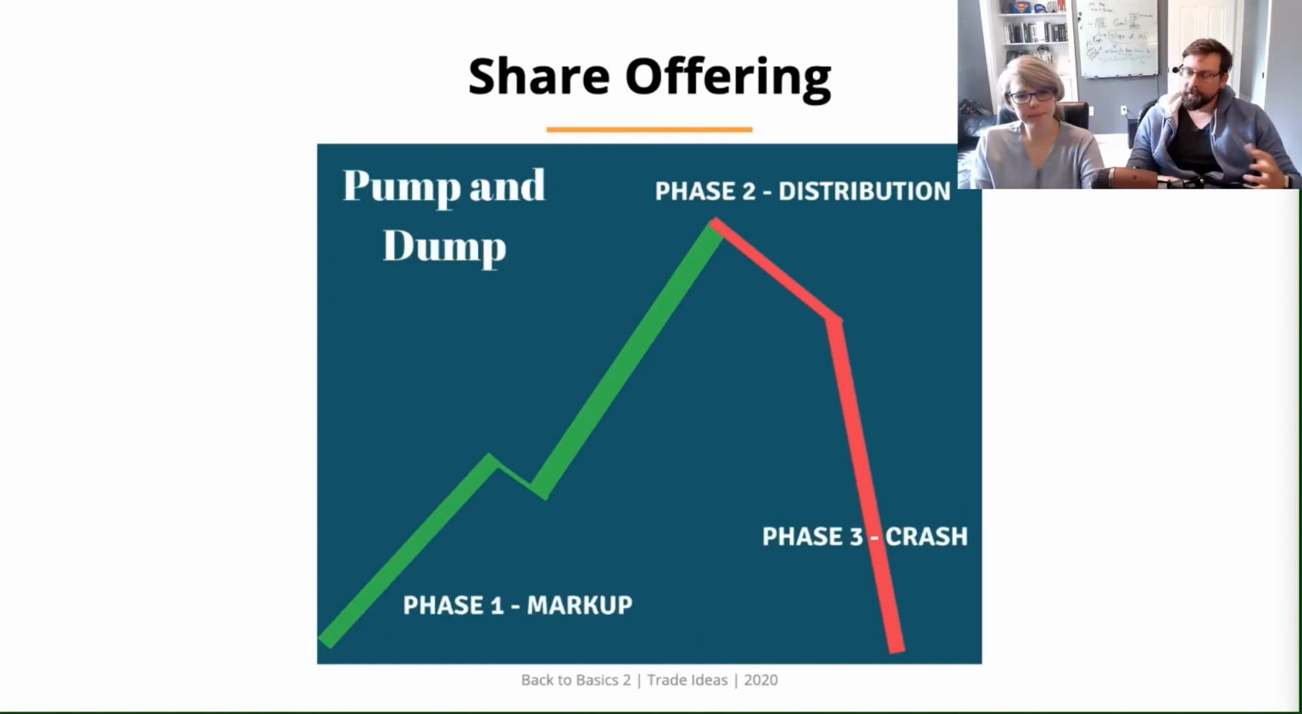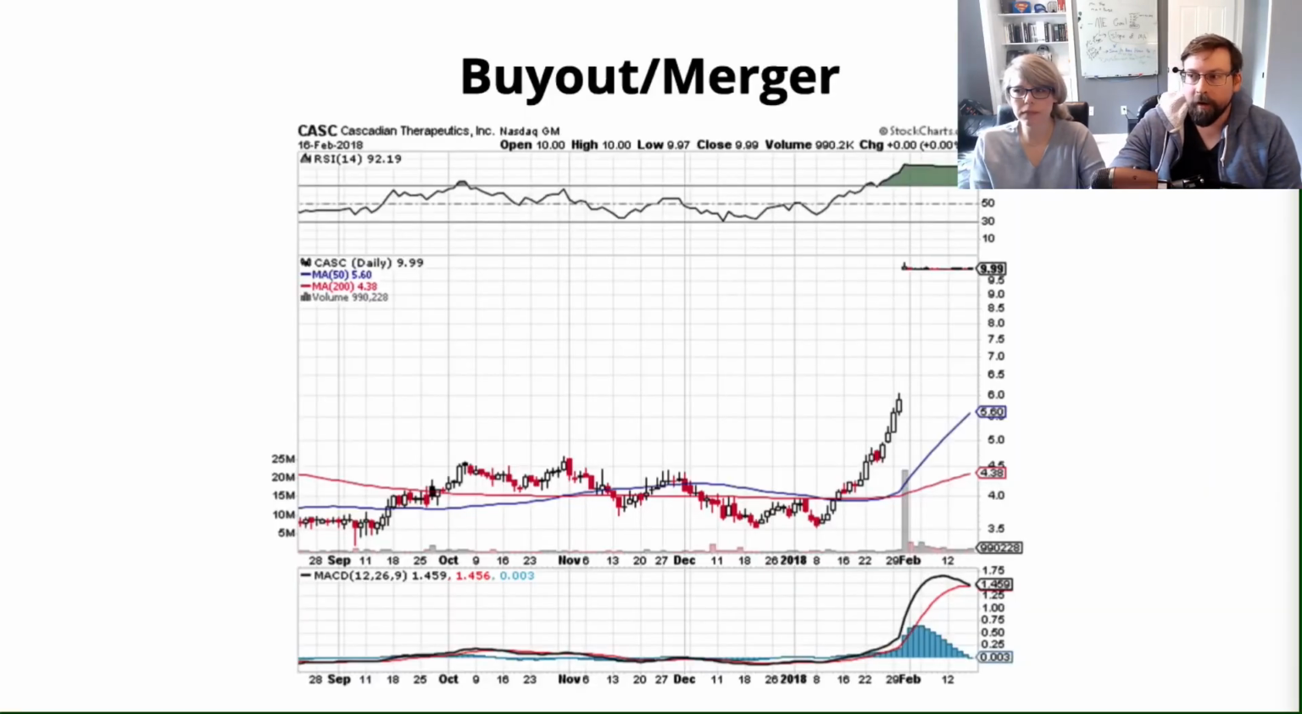Again, the whole theme of this is these are things that happen and exist. And I just want you, when you see a headline of, oh, company did a reverse split, you know what that means. Oh, the company did a share offering, and you know what that means. And the last one's a buyout or a merger. When a company buys another company, they generally do it at a substantial premium.